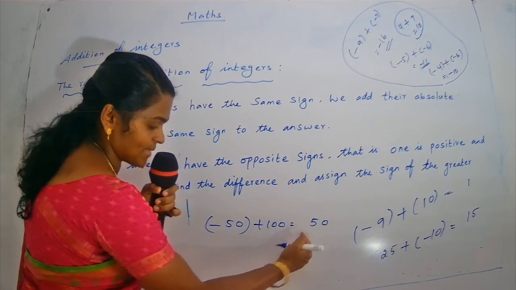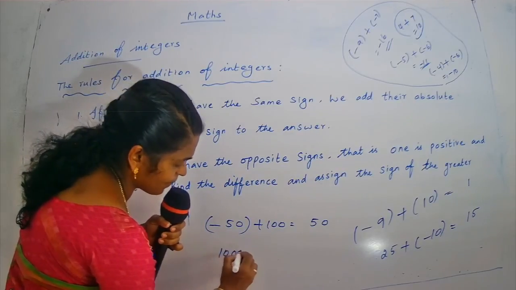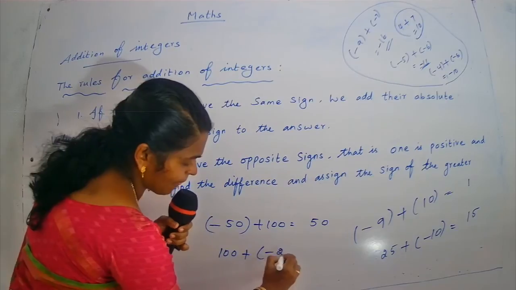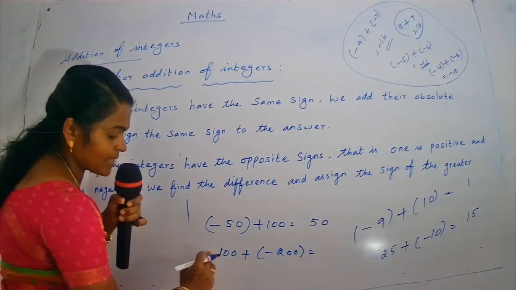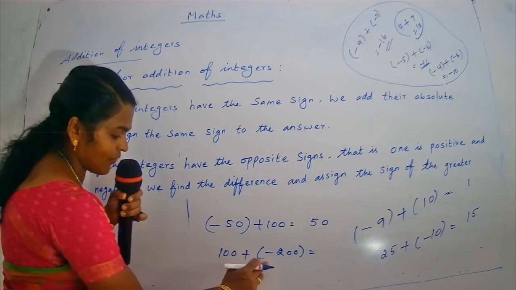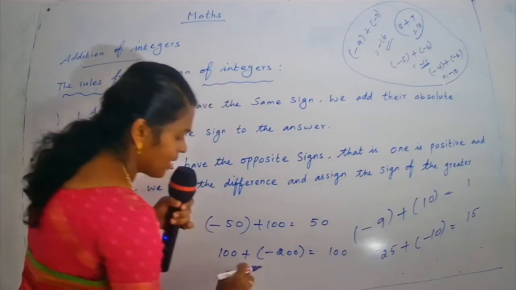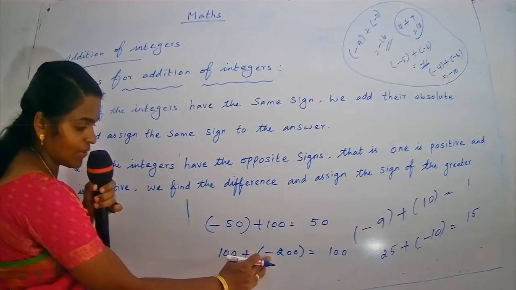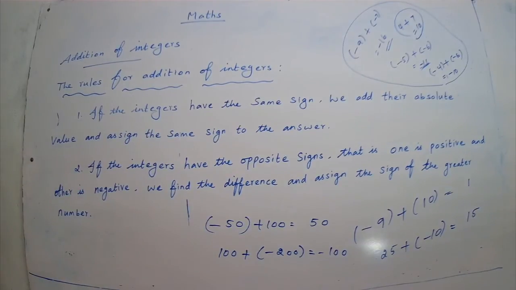Okay children? Yes. Suppose the bigger number has a negative sign. What is the value? This is positive, this is negative. So we find the difference. 200 minus 100 is equal to 100. But the bigger number has a negative sign. So that's why your answer is minus 100. Okay children, clear?